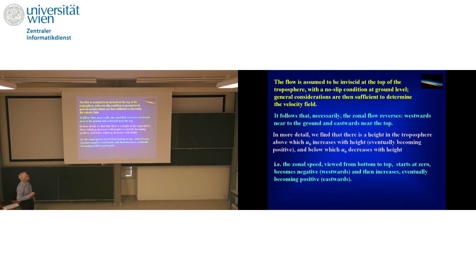If you like, let me spell it out like this. If you look at the zonal speed, viewed from the bottom to the top, it starts at 0. That's our no-slip boundary condition. It becomes negative, it's westwards, but then it increases positively and eventually does indeed become positive, eastwards.